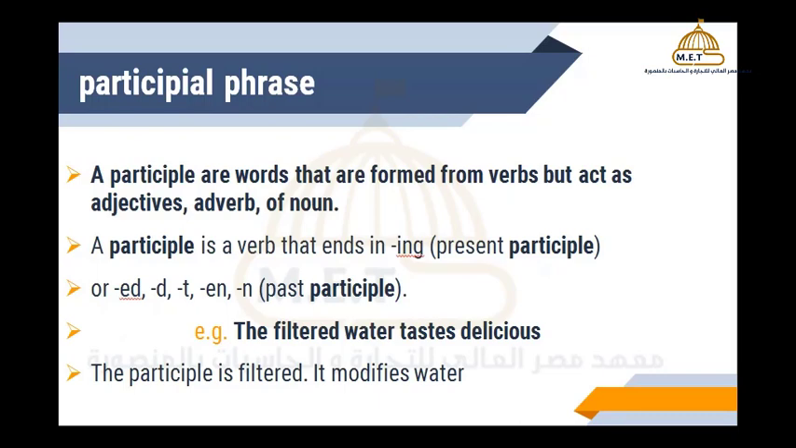The participle is a verb form that modifies, acting as an adjective or adverb of a noun. For example, it can be a present participle or a past participle. The example says: the filtered water tastes delicious. The filtered water tastes good. Here the participle is filtered and the noun is water. Filtered is a participle and acts as an adjective modifying water. So it is not a verb here, it is a participle. The participle is filtered, it modifies water.